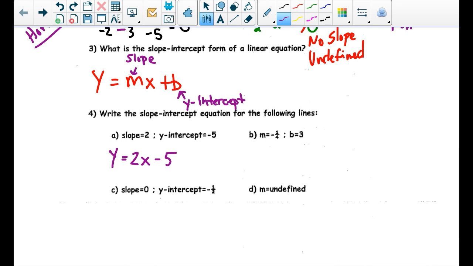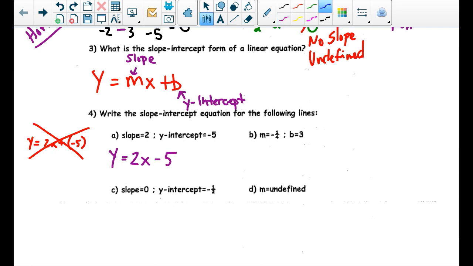No double signs. So I don't want y equals 2x plus negative 5. No, I don't want that. Keep the sign of the intercept. Positive is plus, negative is minus. So that's one way they could give this to you.